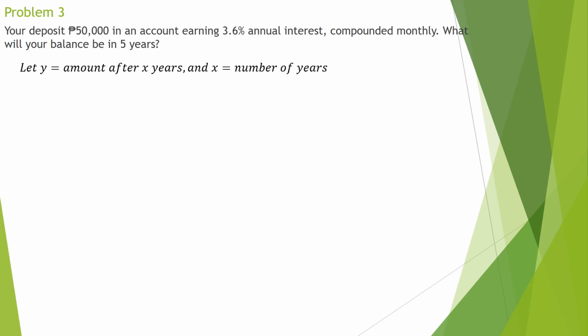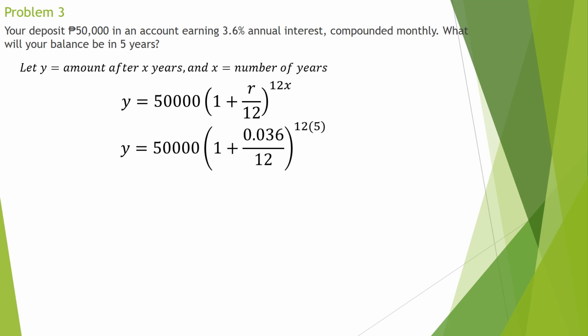First, we let y be the amount after x years and x be the number of years. So y will be equal to 50,000, that's the deposit, times 1 plus the rate, but since it is compounded monthly, it will be divided by 12, and the number of years will be multiplied by 12. And then we change the rate into the given value, 3.6%, or in decimal 0.036, and the number of years is 5, which is the x.